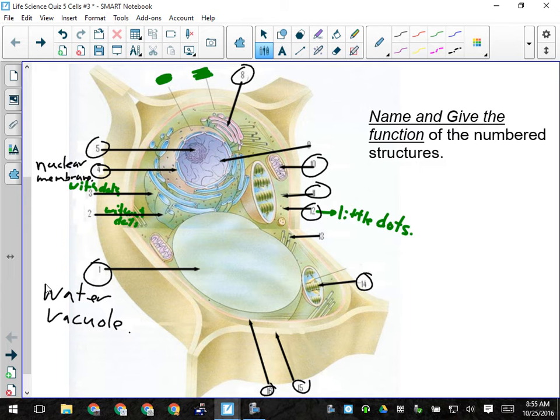Okay, what's number 5? The nucleolus. Make sure that that one is spelled correctly. Okay, the job of the nucleolus: controls protein synthesis, copies RNA, DNA, something along those lines is good for the function.